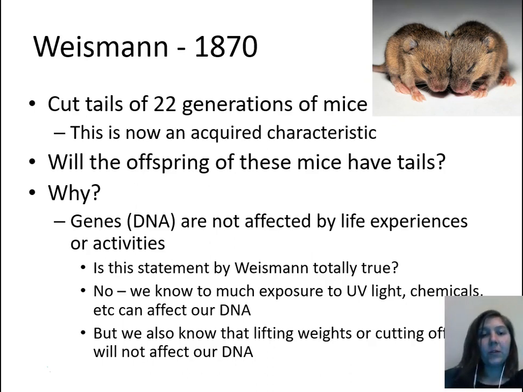Now, is this totally true? No, because we know that exposure to mutagens, like UV light, chemicals, etc., can affect our DNA. They can cause mutations, which are changes in the DNA. However, we also know that most characteristics that we acquire through use or practice, such as learning to paint, learning to play a sport or an instrument, lifting weights, removing the tail of mice, they do not affect our DNA. So under Lamarck's idea, if you say lost your leg in an accident, you would probably have a child without a leg. But we know that it doesn't happen that way because your DNA is still going to code for a normal body.